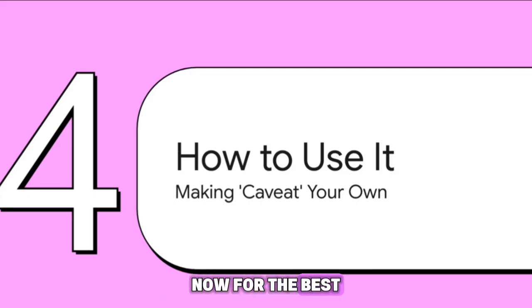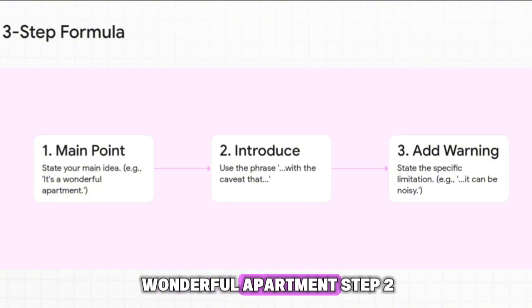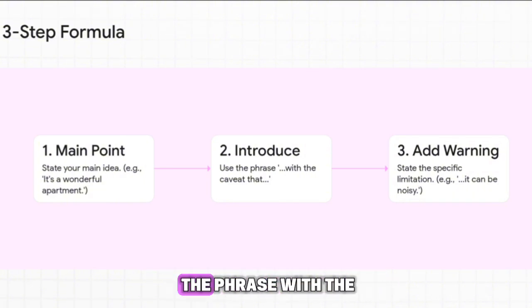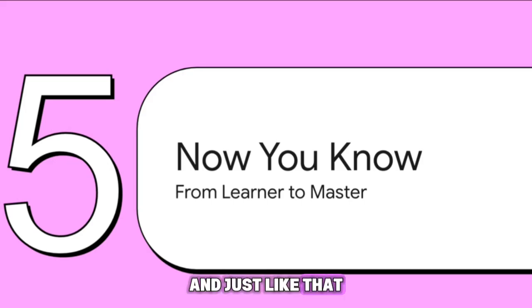All right, now for the best part. Let's make this word your own. I'm going to give you a super simple 3-step formula so you can start using caveat and sound totally natural. It really is this easy. Step 1. Just say your main point. Something like, it's a wonderful apartment. Step 2. Introduce the catch with the phrase, with the caveat that. And finally, step 3. Add your specific warning. It can be noisy on weekends. See? It's a wonderful apartment, with the caveat that it can be noisy on weekends. Perfect. And just like that, you've got it.